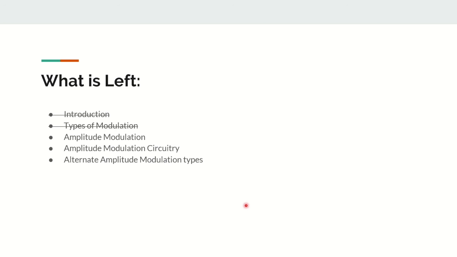So now we have gone over our quick introduction and a brief overview of the types of modulation. In the next videos, we are going to be going more in depth into amplitude modulation, and then we're going to go more into the circuitry involved in modulation and demodulation, as well as alternate amplitude modulation types.